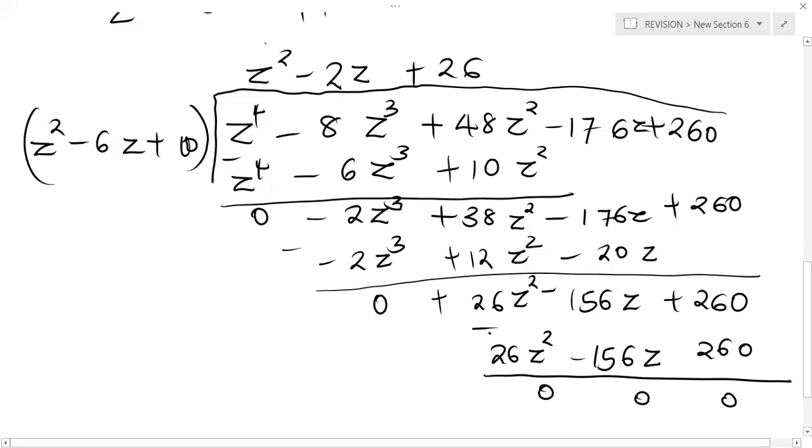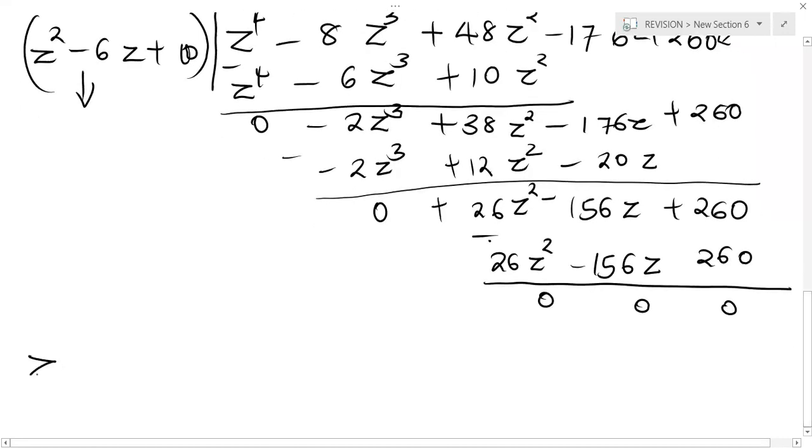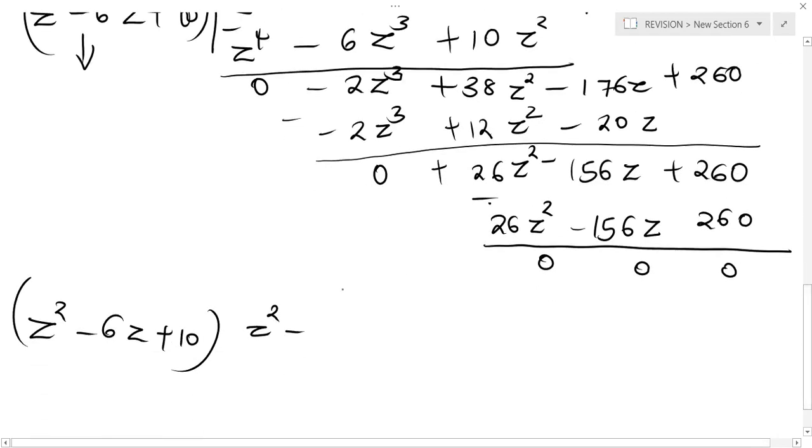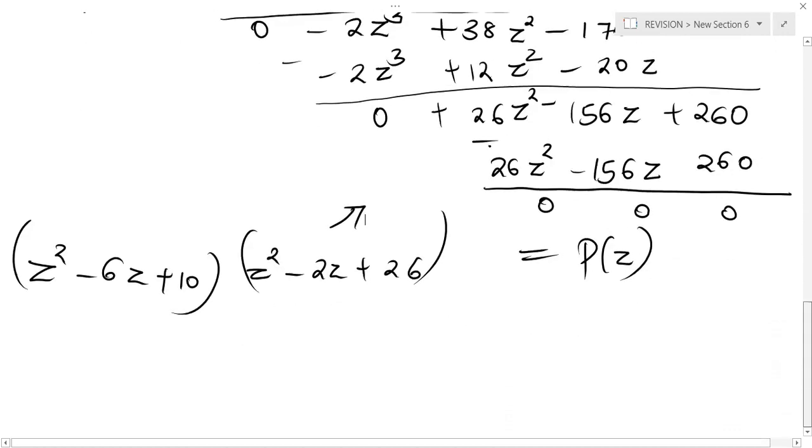So this simply means that if you take this and you multiply it with this, then you will get this right here. So if this was holding two of the roots, then this is going to hold the rest of the roots. So I want to write it here like this: z squared minus 6z plus 10, multiplied with z squared minus 2z plus 26, is going to give you the polynomial. I don't want to write the whole of it, so we'll just note it. It is our polynomial p(z). So we can solve this one so that we get the rest of the roots that we are looking for.